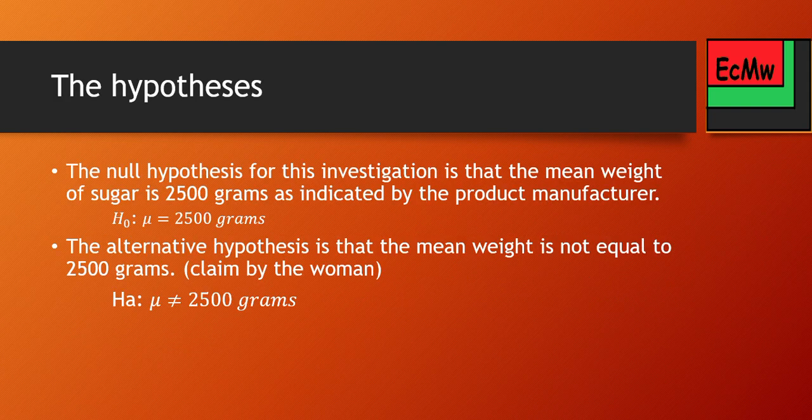So the hypothesis, we have got two hypotheses. The first one is called the null hypothesis, and this is in line with the manufacturer's claim that the mean weight of the package of sugar is 2,500 grams. And so the woman is claiming that the mean weight of this package of sugar is not 2,500 grams. So the woman's claim is called the alternative hypothesis, while the manufacturer's claim is called the null hypothesis.